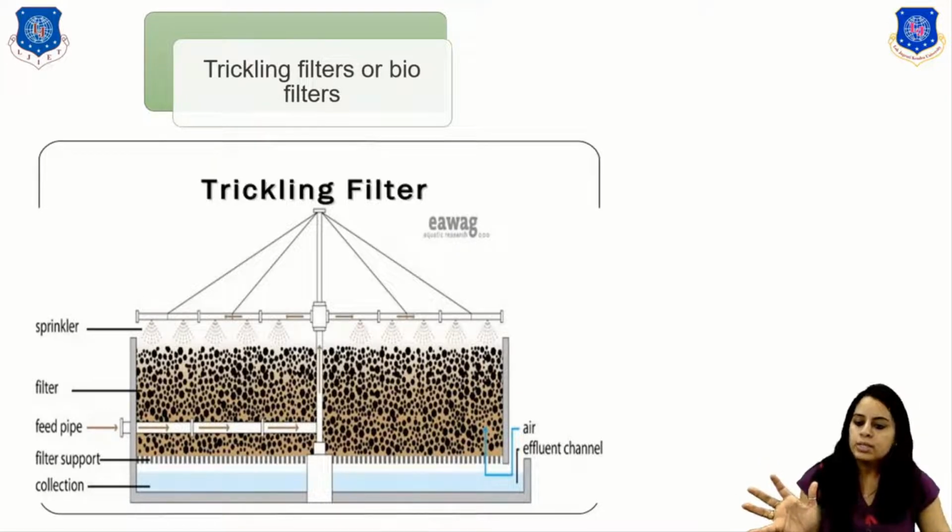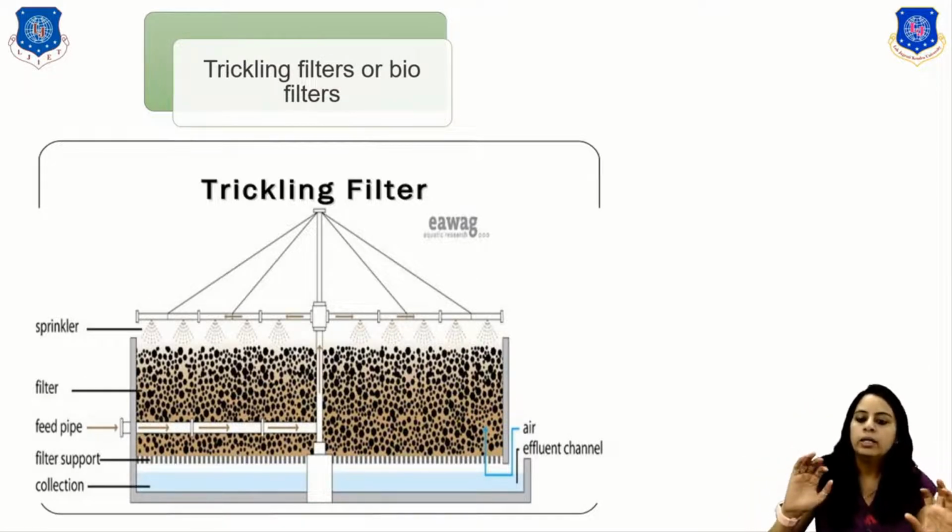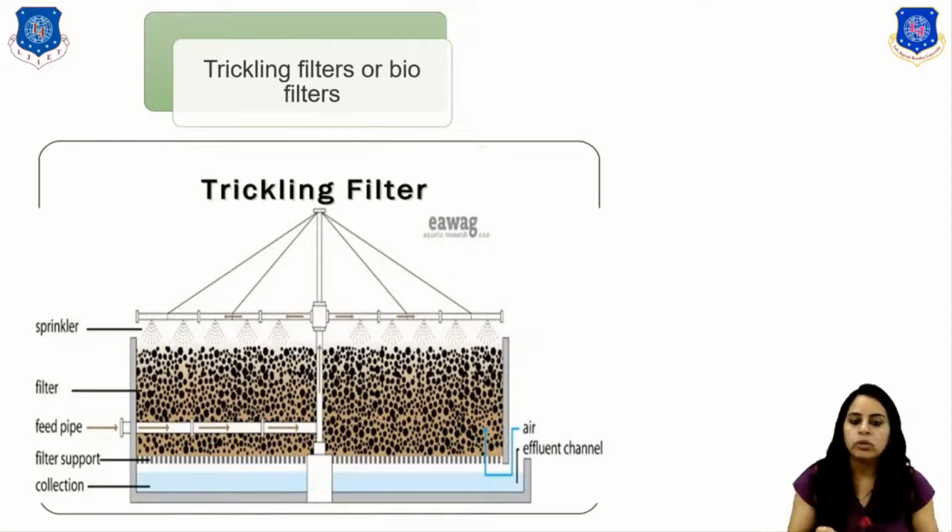Here on screen you can see the picture of the trickling filter. Basically, at the top of the filter, the sprinkler of the water is there, right? And here the filter media are there. Then the filter support, and the place where the water is collected after the treatment.